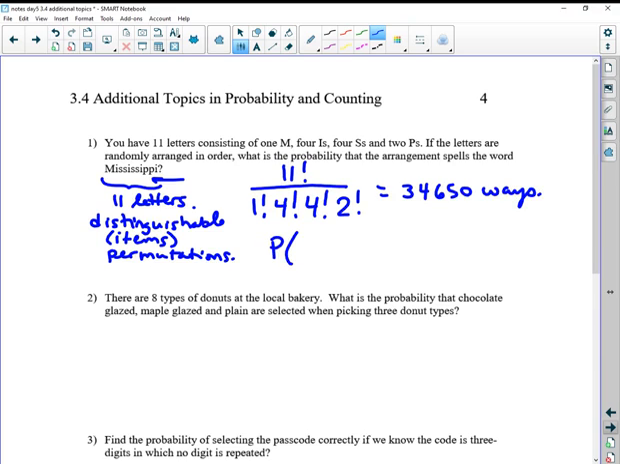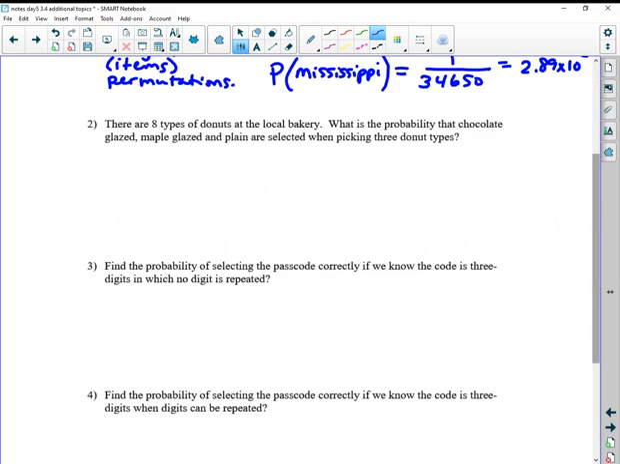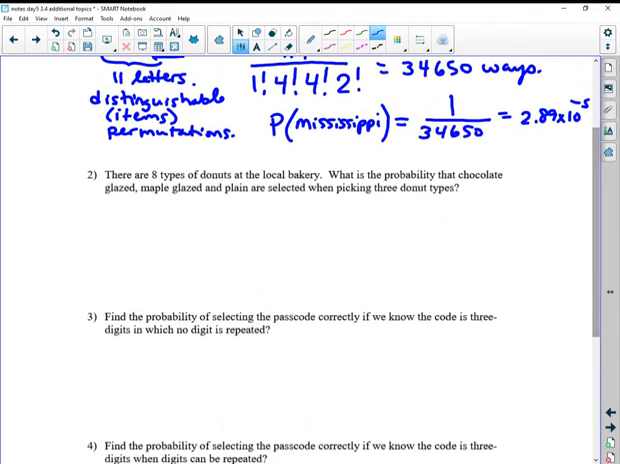What's the probability of spelling Mississippi in exactly that order? There's only one way to do that out of all the ways those letters could be reordered. So really small probability of this happening, very, very small. Oops, move that so you can see that. So that was a distinguishable permutations case.